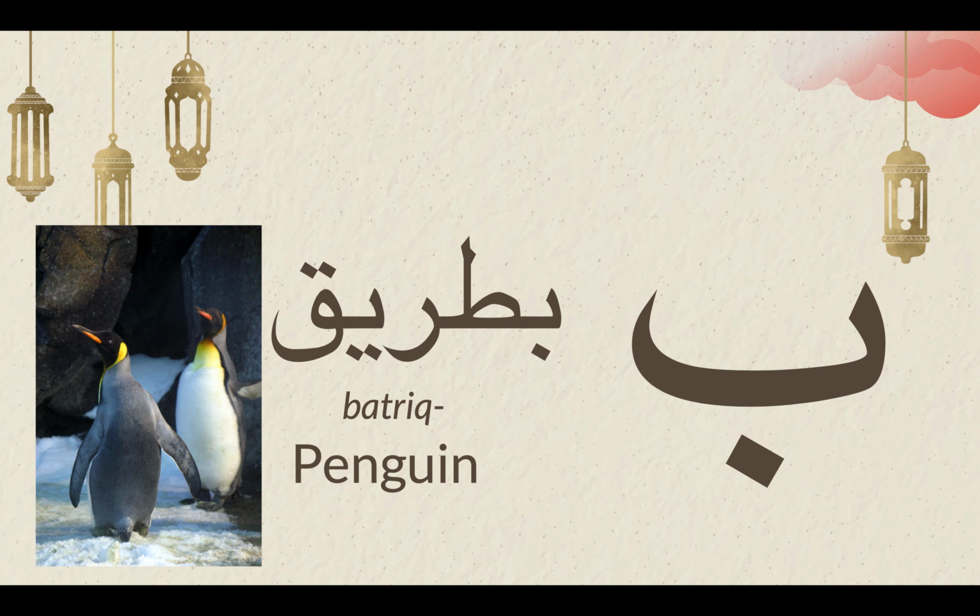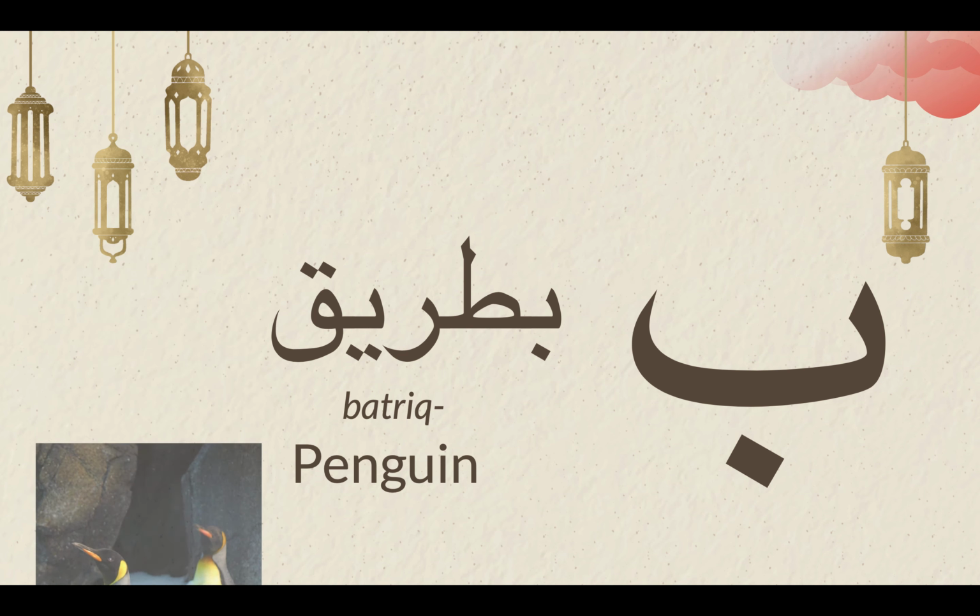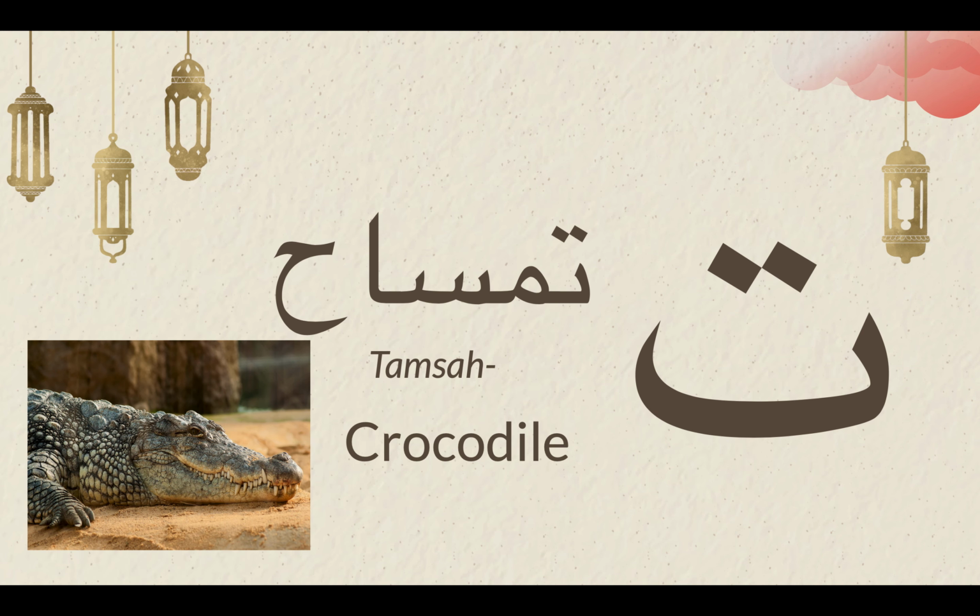Second one, Ba. Ba for Batriq. Batriq means penguin. Third one, Ta. Ta for Tamsa. Tamsa means crocodile.